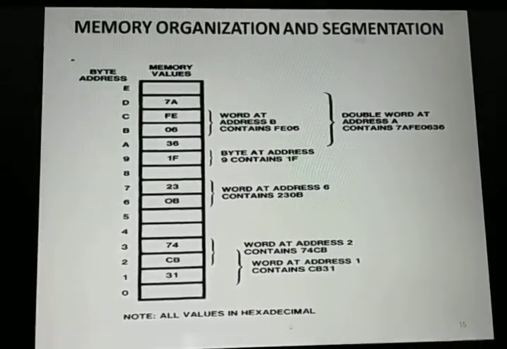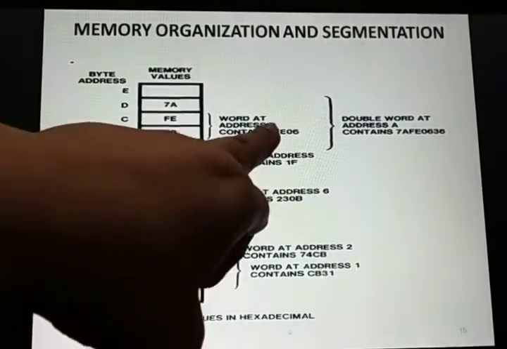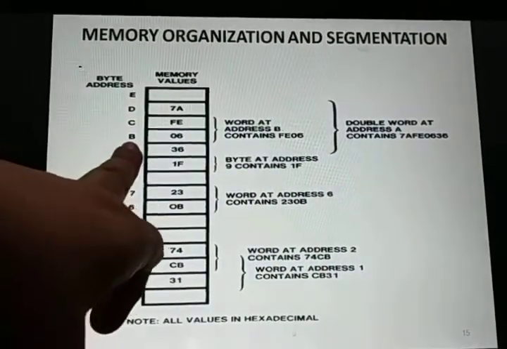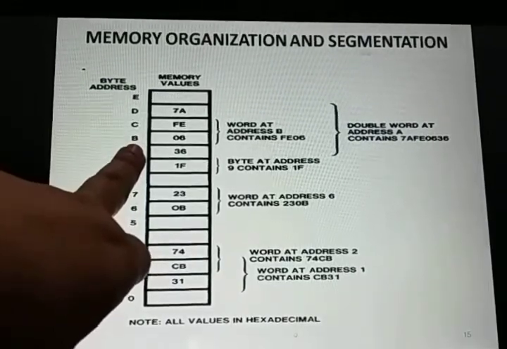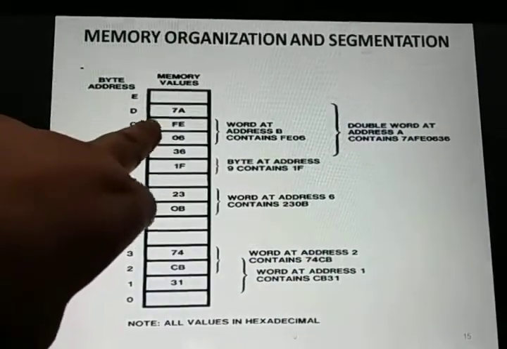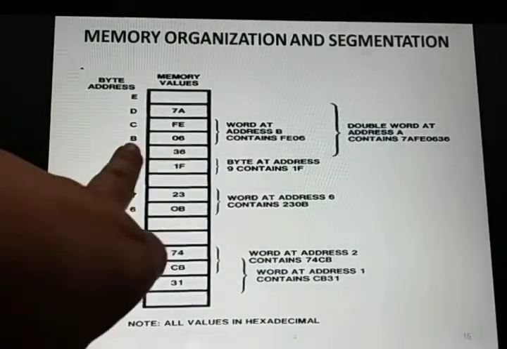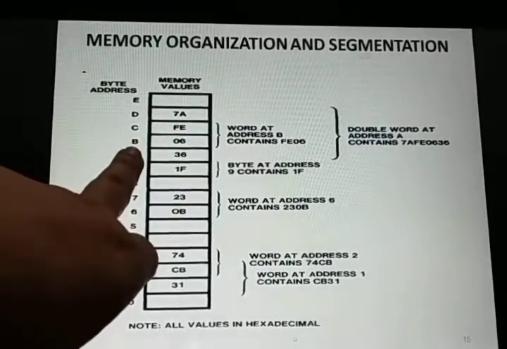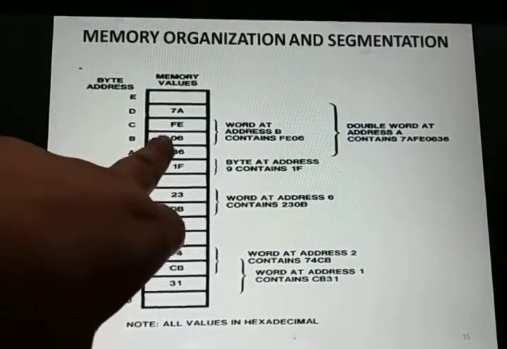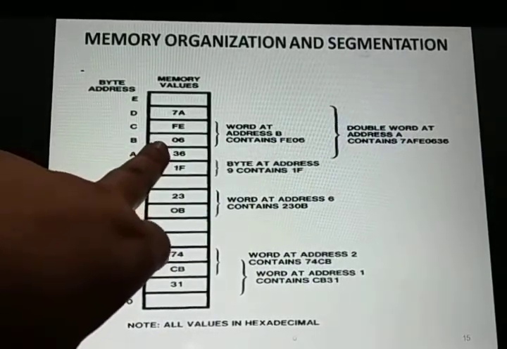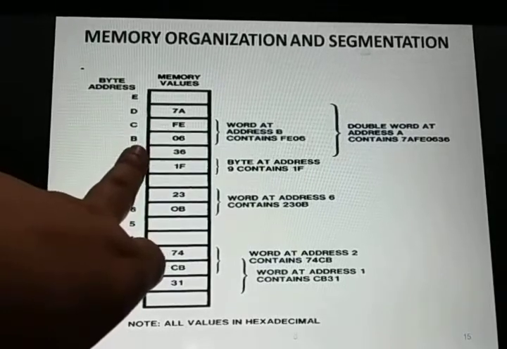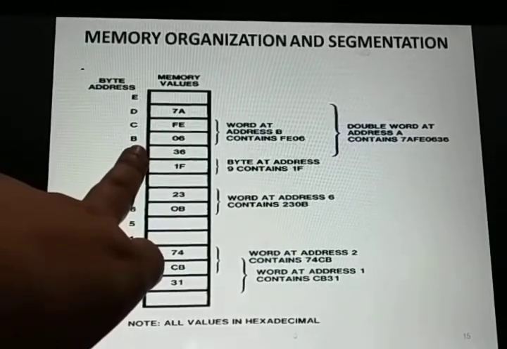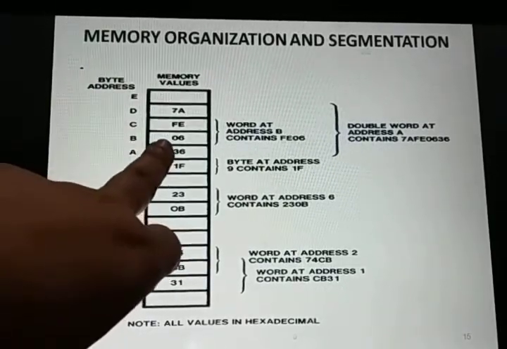So if you want to read the word at address B, it is this. A word means a 16-bit field, so you start from here, FE06. So at address B, what data do you have? FE06. If you are talking about only a byte, what is the byte at address B? It contains 06 only.